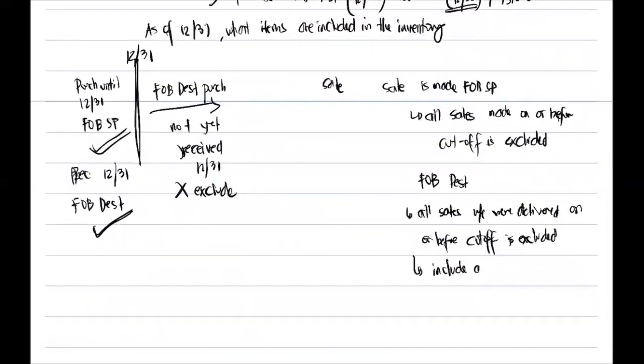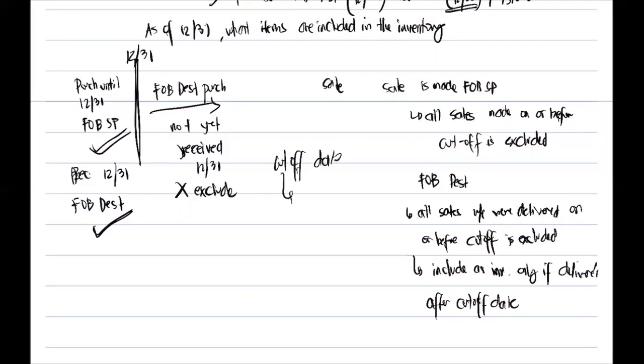Include as inventory only if delivered after the cutoff date. Okay, so what is the cutoff date again? That is the reporting period. So whatever is the reporting period in the problem, let's say June 30, as of June 30, how much is the inventory included? You just need to know as of June 30 what is included and what is excluded based on the shipping term, whether it is destination or shipping point.